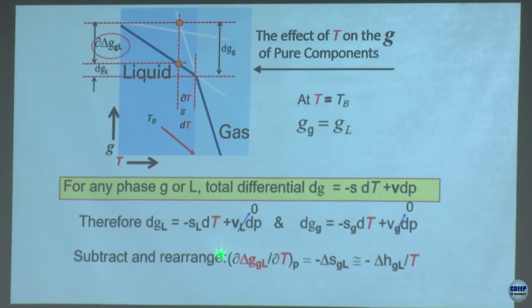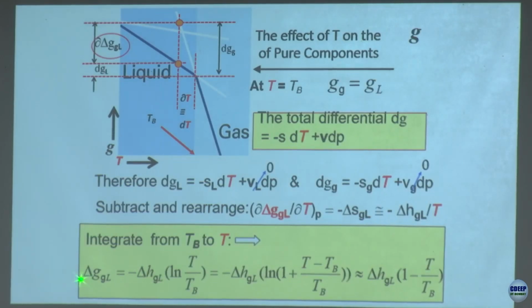So the difference in the molar Gibbs free energy of any component in the gaseous phase and the liquid phase, and its derivative with respect to temperature, is equal to the difference in the entropy of the two phases. And entropy of the two phases is nothing but the enthalpy divided by T. Fine. You can now integrate this. You can take the dT here and integrate, and you will get an ln term here.